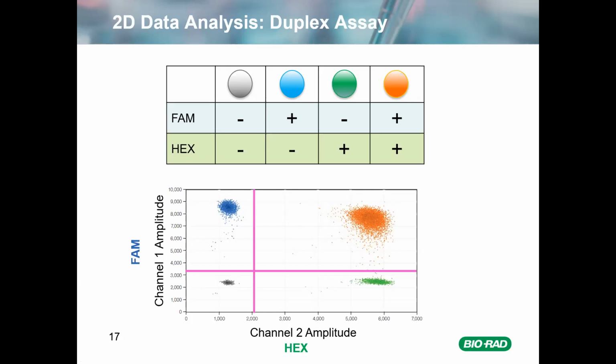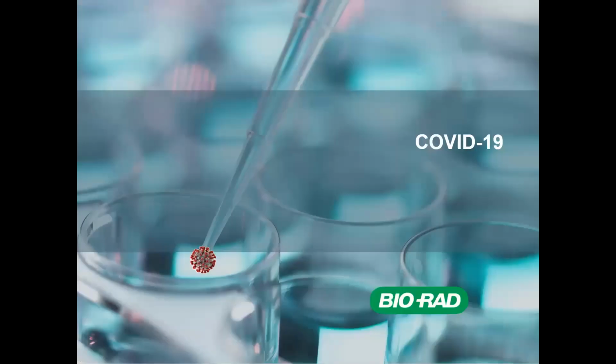Okay. Now, before we move on to talking about COVID-19, are there any questions as far as just general background when it comes to ddPCR? Okay. I'm going to take that as a good sign that I did such a good job last week that there are no questions.